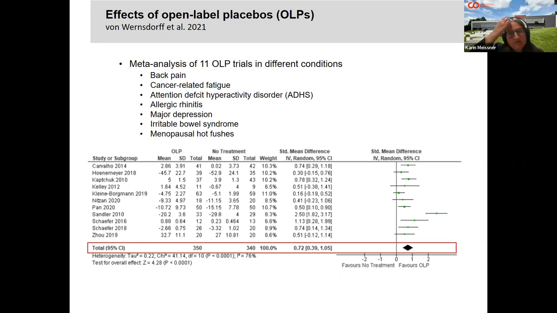And the effect size is moderate to large, and the positive effect of open-label placebos is very consistent, as you can see here in this slide, across different conditions. And this is a very promising result. And as I told you before, a lot of placebo research groups are performing studies on open label placebo treatments. And there are also studies that look at the mechanisms underlying open label placebo effects. This is where a lot of activity goes on nowadays within the field of placebo research.